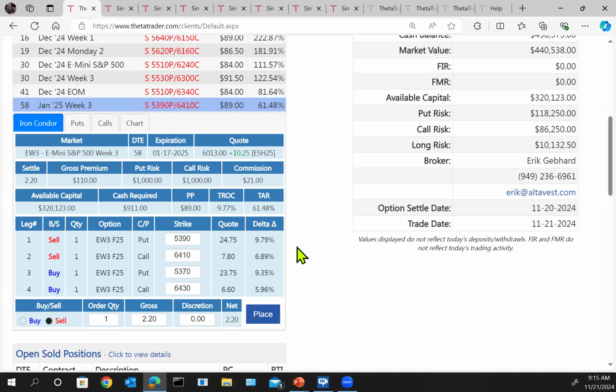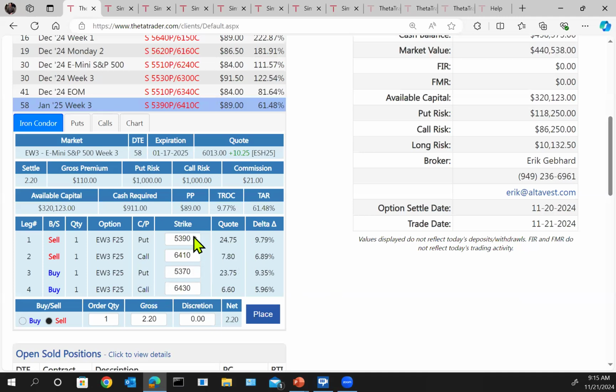So that means you have over a 90% probability that these puts you're selling to someone else will expire out of the money. So that's why the algorithm chose that. And then the call is even better, 6.89% delta. So you're looking at over a 93% probability that these calls that you're selling to someone else will expire out of the money. And then you can see the other put and call here that are being purchased.